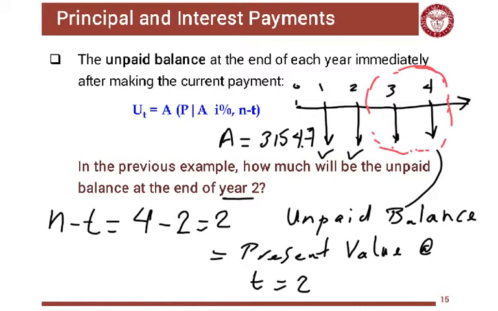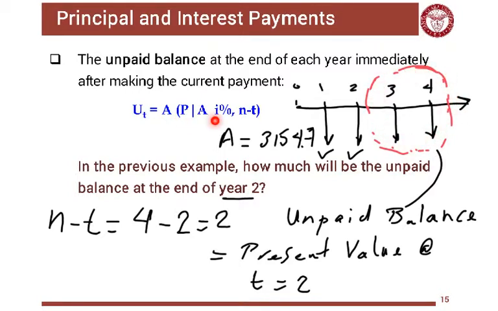So we can see that this formula is not just coming by parachuting to us. You can prove it by looking at the cash flow and thinking of how much is the unpaid balance at the end of the second year. The unpaid balance at the end of the second year should be equivalent in value to the present value, at this point, of the future payments that are not made yet.